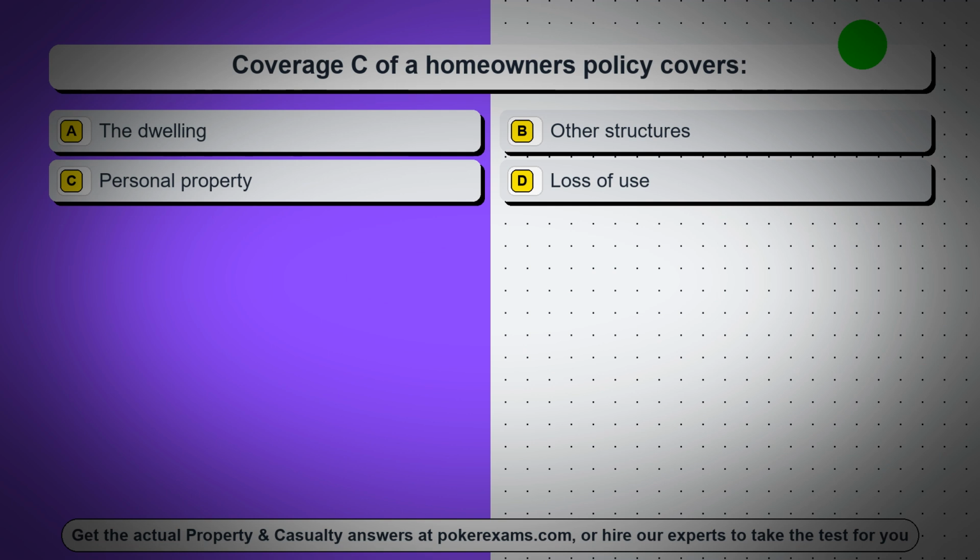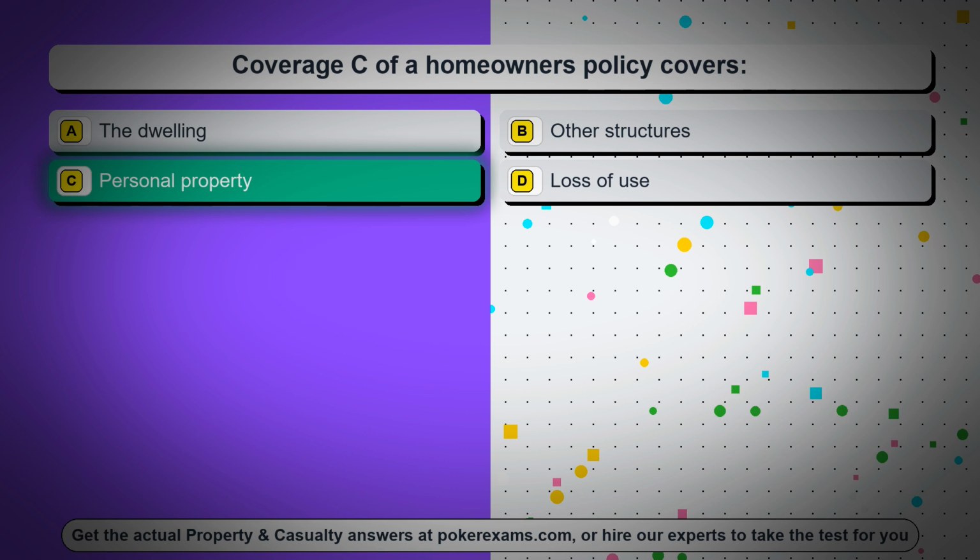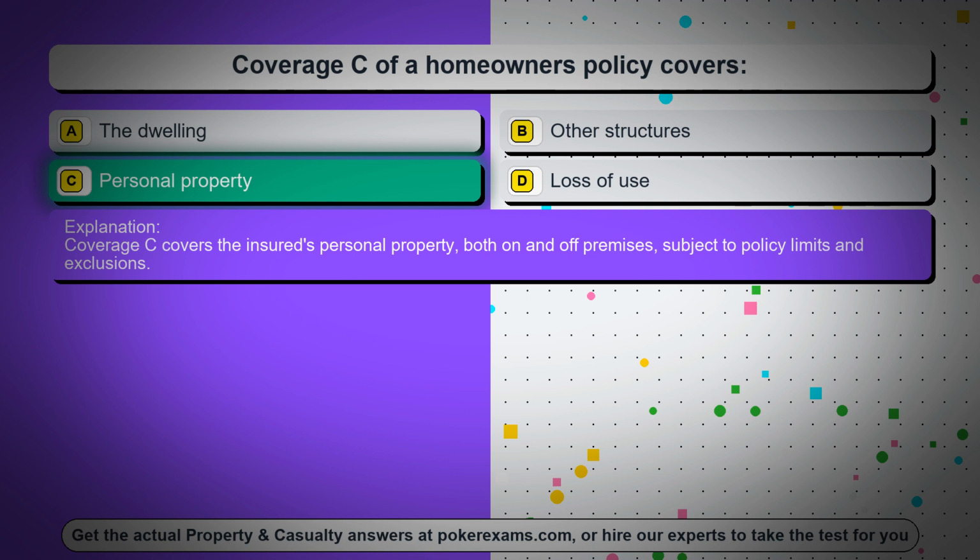Question 28. Coverage C of a homeowner's policy covers. Option A, the dwelling. Option B, other structures. Option C, personal property. Option D, loss of use. The correct answer is option C, personal property. Coverage C covers the insured's personal property, both on and off premises, subject to policy limits and exclusions.